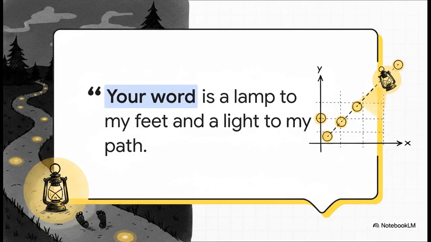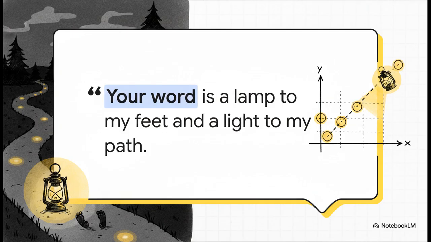So, let's start with a really powerful concept from Psalm 119. Your word is a lamp to my feet and a light to my path. Now, the Godly Learner's curriculum uses this metaphor for a very specific reason. I mean, think about what a lamp actually does when you're stumbling down a pitch-black trail. It highlights exactly where you are, right? It shows you precisely where to step next. Basically, it gives you reliable checkpoints.